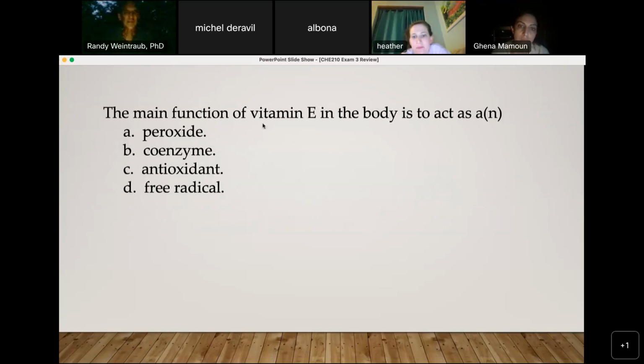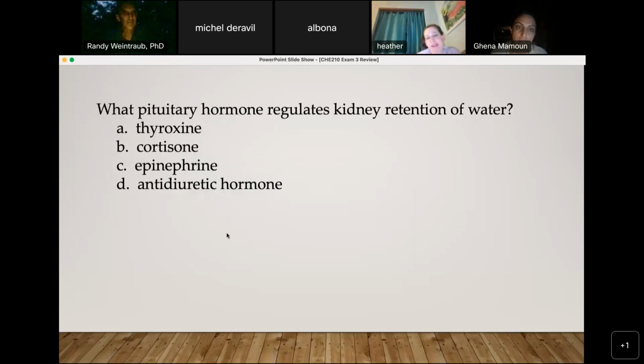The main function of vitamin E in the body is C. C is right. And it protects us against D, the free radical production. Free radicals happen just in our normal metabolism. We're not perfect, but we have these mechanisms to get rid of free radicals that could be dangerous, especially to our genetic material.